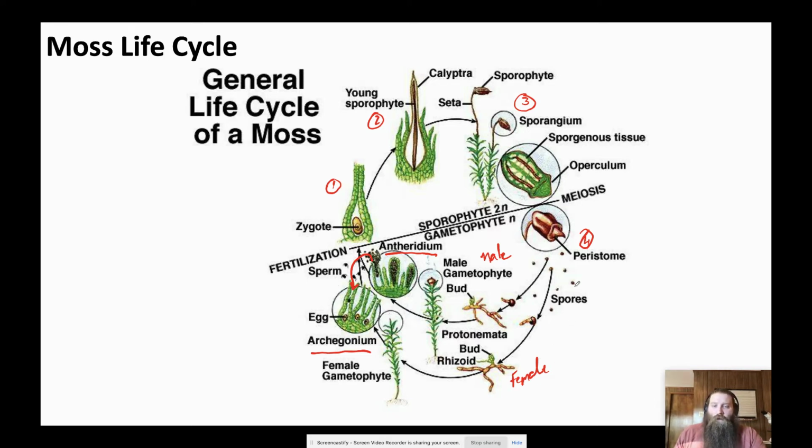So we have the peristome releasing the spores. We have the budding of our asexual growth there. And then we have step 6, where we have a mature plant that is going to result in the antheridium releasing sperm in order to fertilize the egg in the archegonium. And that fertilized egg is going to become the zygote. And so you have these two life cycles there.